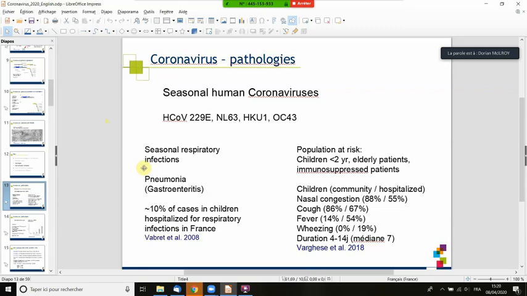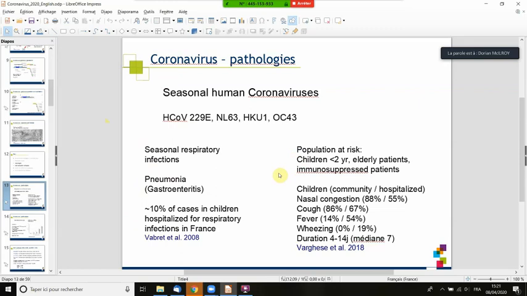Most of the time they're relatively benign, but they can also cause pneumonia or gastroenteritis in a small number of cases. And when you have children who are hospitalized for respiratory infections, about 10% of those cases are due to these coronaviruses. Now the population at risk for more serious forms are very young children and older people who are immunosuppressed.